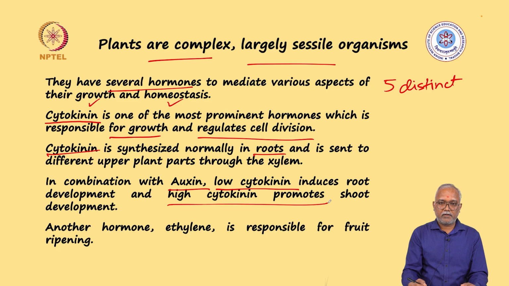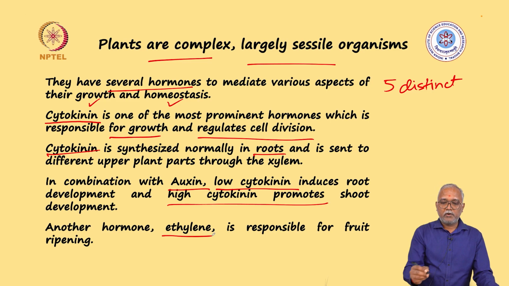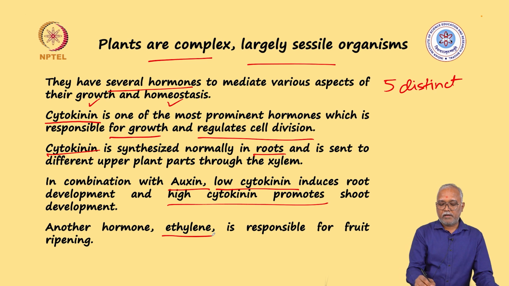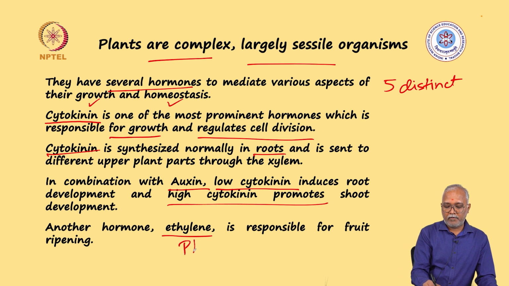Another plant hormone which we will study in context of the two-component system is ethylene, which is responsible for fruit ripening. We will also see how the two-component system is involved in ethylene signaling, and in cytokinin signaling, thus affecting root and shoot development, as well as being an important player in phytochrome signaling.